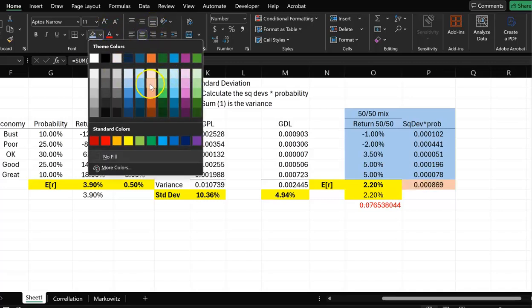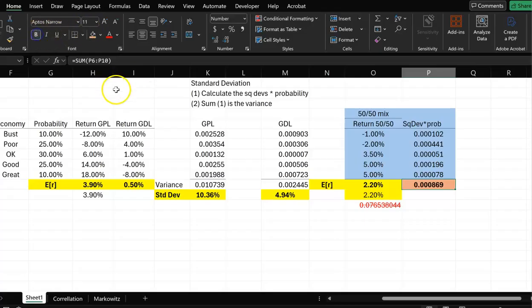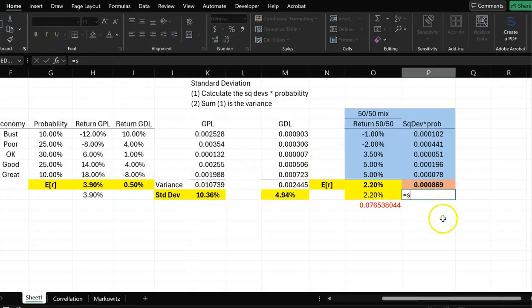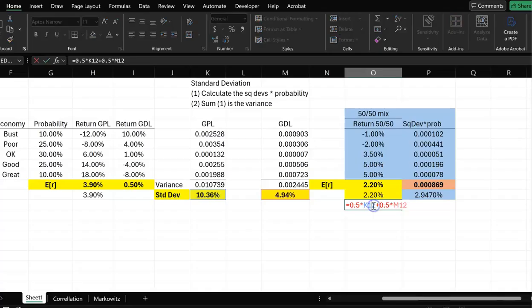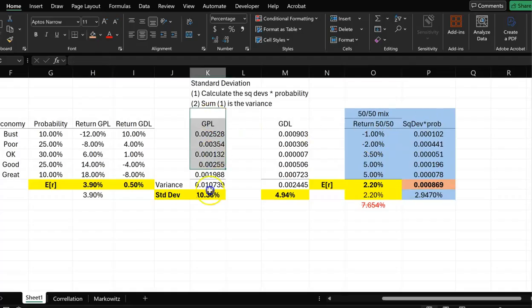Color that, I don't know, this color. All right, that's the variance. And if I take the square root of that, that will give me the standard deviation. Okay, and notice it is not the same as this. All right, this was where I just said, oh, well, it's got to be half of this standard deviation plus half of that standard deviation. That's not true. It's a lot less than that, actually. This, if I put it in percent, halfway in between those standard deviations is 7.6%. But actually, when I invest half in GPL and half in GDL, I end up with a standard deviation a lot less than that.